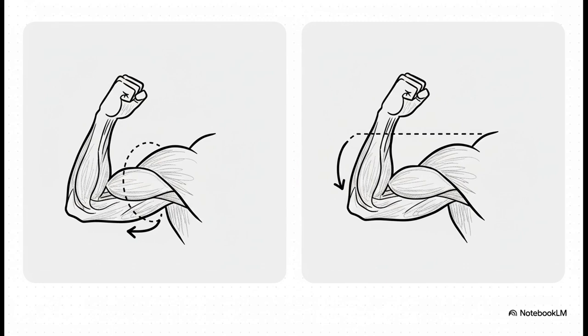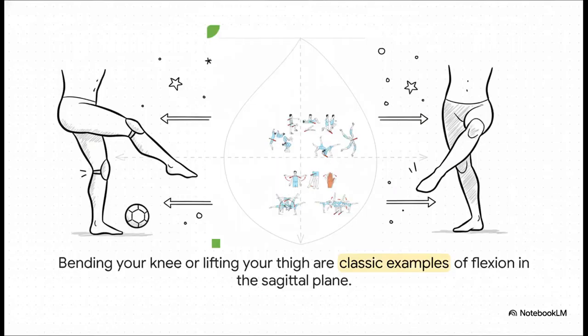The 2 main commands in this plane are flexion and extension. And it's pretty straightforward. Flexion just means you're decreasing the angle of a joint, like when you bend your elbow. Extension is just the opposite. You're increasing the angle and straightening that joint back out. Think about doing a lunge. When you bend that front knee, that's flexion. When you lift your thigh up towards your chest to take a big step, that's also flexion. Both are perfect examples of movement happening purely in that forward and backward sagittal plane.